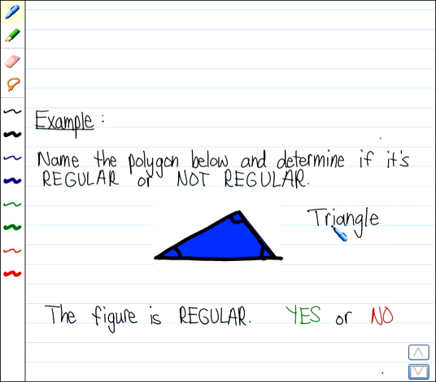Okay, now we know it's a triangle, but now we need to determine if it's regular or not regular. Now remember, regular again means all of the sides are equal in length. So the figure is regular, yes or no?